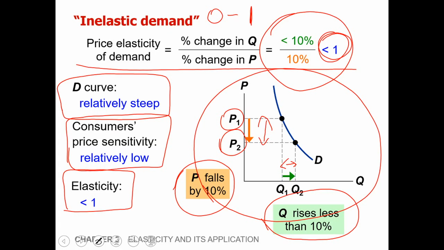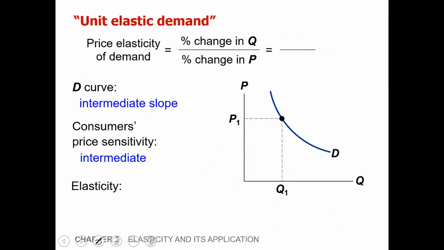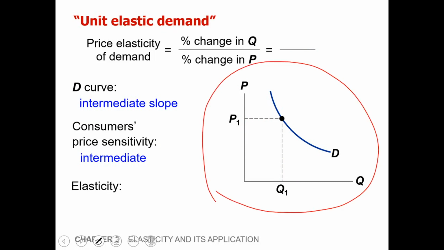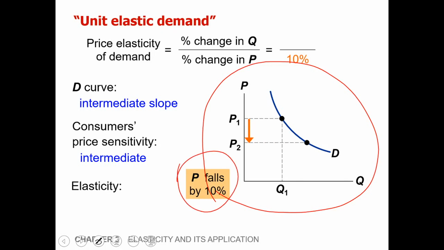Now, let's move on to the third case. This is unit elastic demand. Everything is the same. We have a new graph right here. So let's see how the price and quantity change. The price level has decreased by 10% as before, but in this case the curve is more steep.